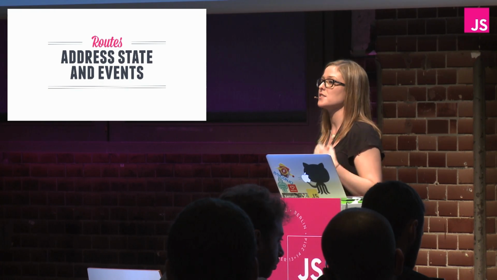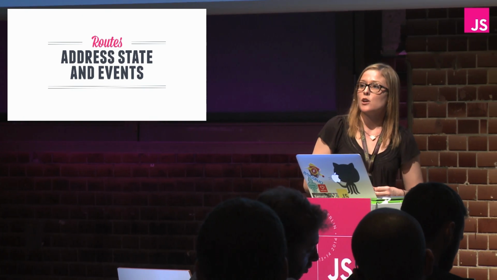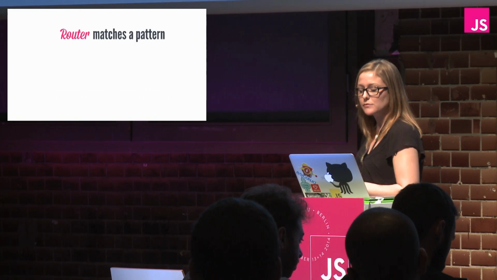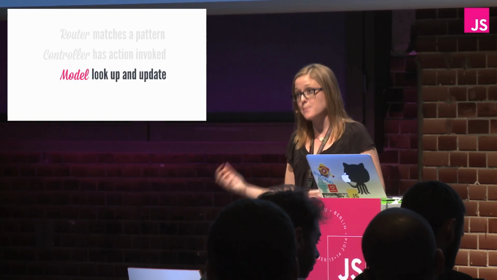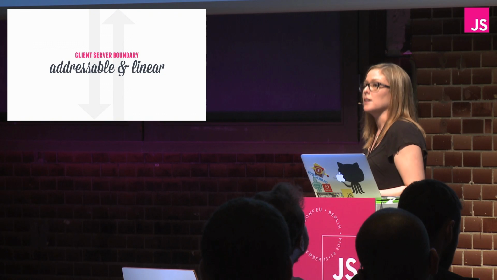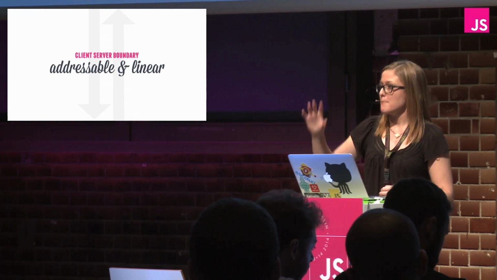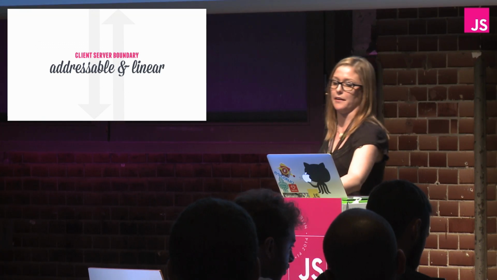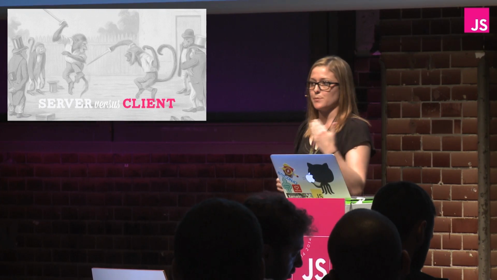What we've done here is we've simulated a state transition across the boundary. We've simulated an event. So in this world, state and all state transitions are addressable via HTTP. Our router matches a pattern, the controller has an action invoked, the model's looked up and maybe has its state transitioned, and then a new snapshot is returned. So what we end up with here is an architecture that is very linear. A request comes in, something may or may not happen to the model, and then a snapshot is returned. We go down the stack, and then we go straight back up the stack again. So how does this all relate to how the implementations play out on the client?